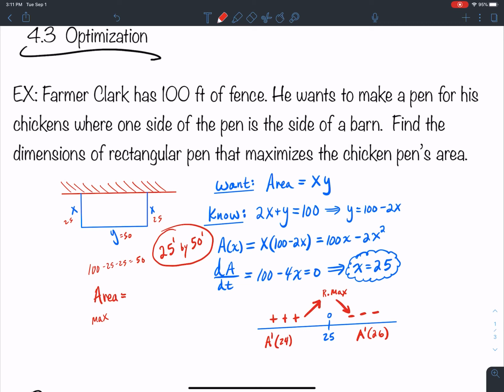All right, now, area. I got the dimensions that maximize the area. So it says find the dimensions that maximize the area. Okay, great, we're done, right? But if I wanted to know what the actual area was, I just multiply base times height, and 25 times 50 gives me 1,250 feet squared. Not a bad house for a chicken.